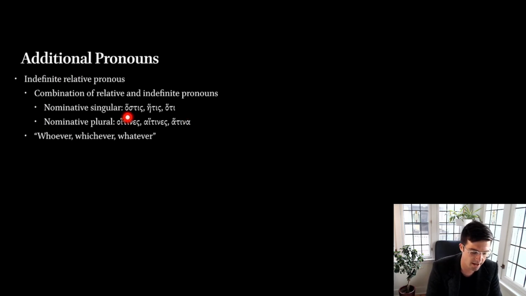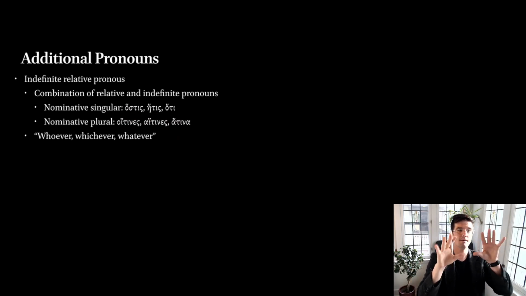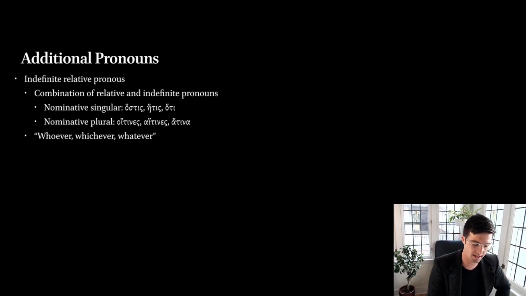So you notice here that has, hey, hoi, hi, ha, they all have the rough breathing mark. Remember, rough relative, rough relative. And so that part is the relative pronoun. And then you have the tis, ti, tenes, tina, which are our forms of the indefinite pronoun. So that combination is the indefinite relative pronoun. And it's going to be translated whoever, whichever, whatever.